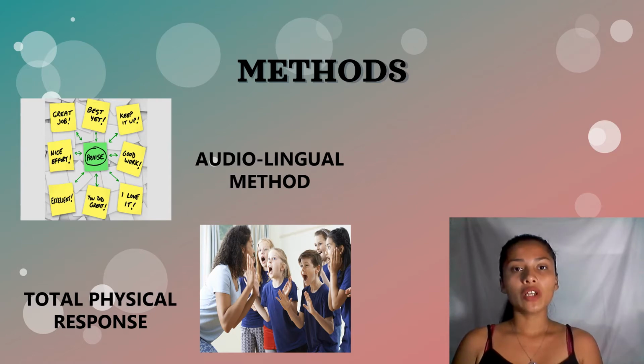Further, I consider using a mixture of two methods because each method has its positive and negative contributions. So I decided to choose the positive contributions of each method, and thus I am going to create a new method that solves the needs of the students. The methods that I am going to apply are the audiolingual method and the total physical response.